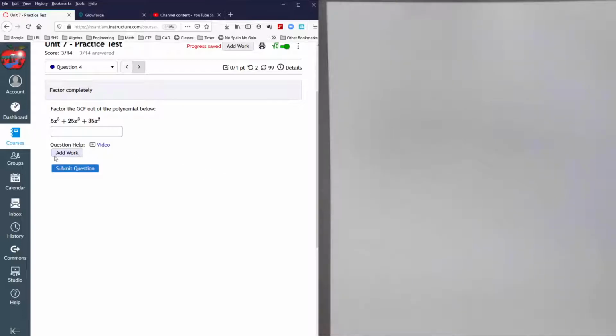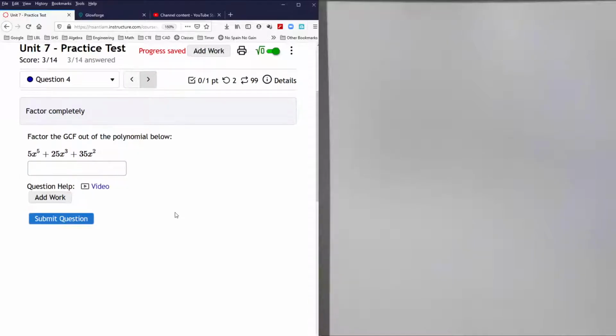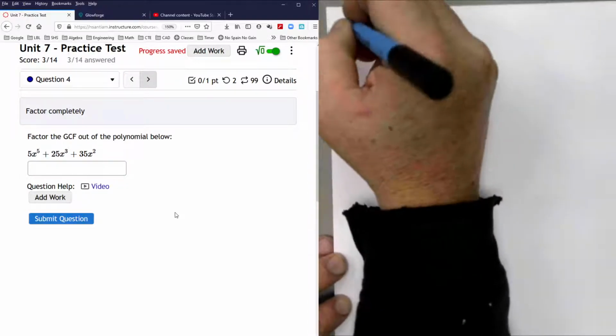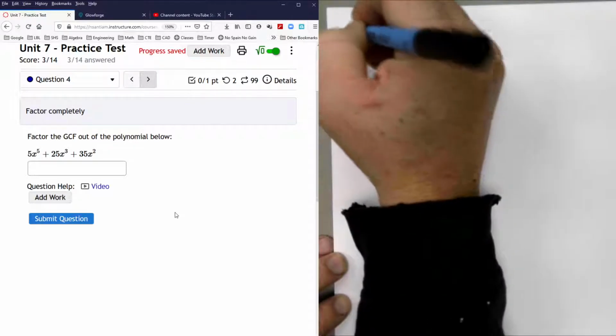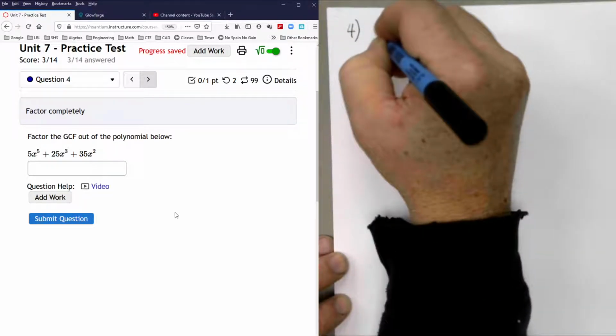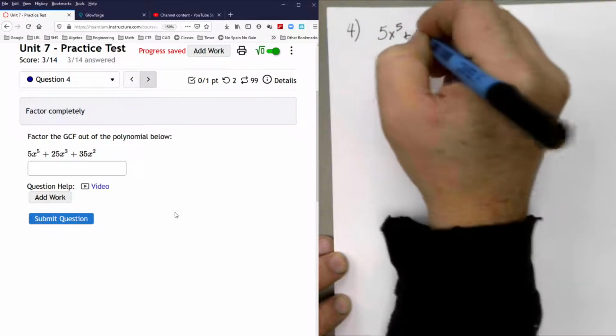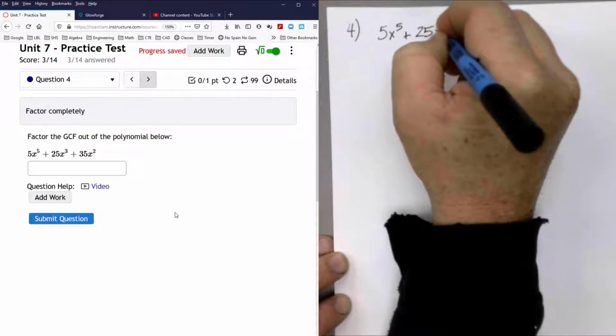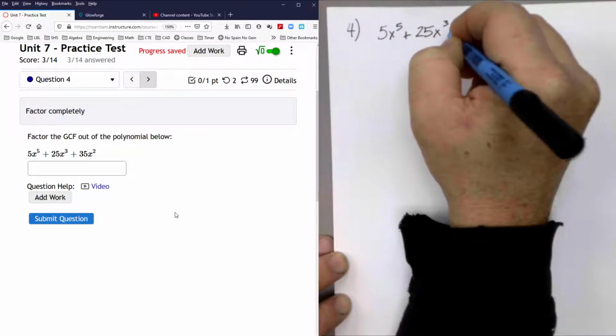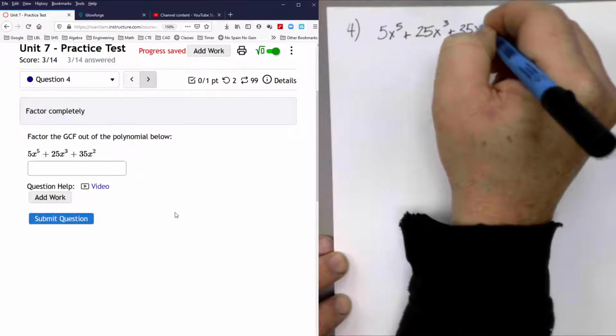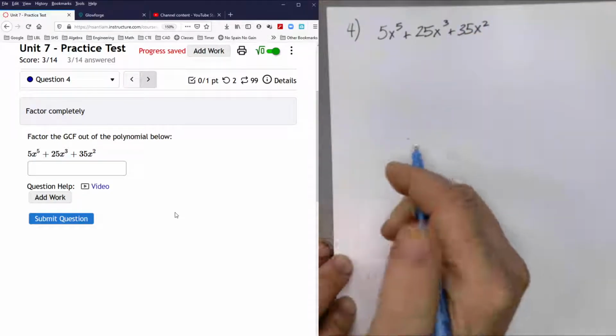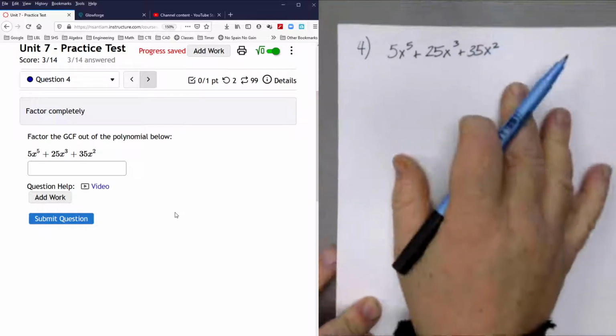Okay, so now they're going to get into some of the factoring. Make this a little bit bigger. When we go to factor this, this is problem number 4. They give us 5x to the 5th plus 25x to the 3rd plus 35x squared.